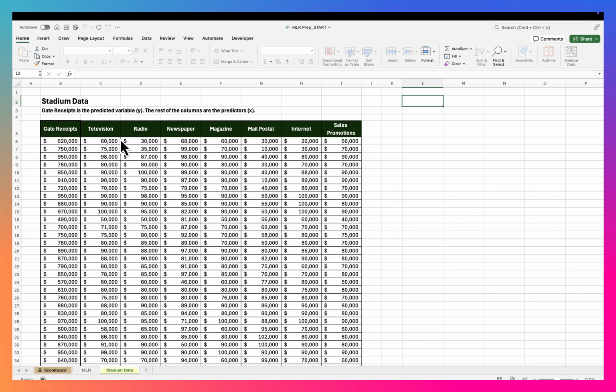And then leading up to those gate receipts are the amount of money that was spent in television, radio, newspaper, magazine, mailings, mail postal, internet, and sales promotions. And what management would like to know, based upon all this data, is which of these television, radio, newspaper, magazine, mail postal, internet, and sales promotion is most effective at driving traffic to the gate.